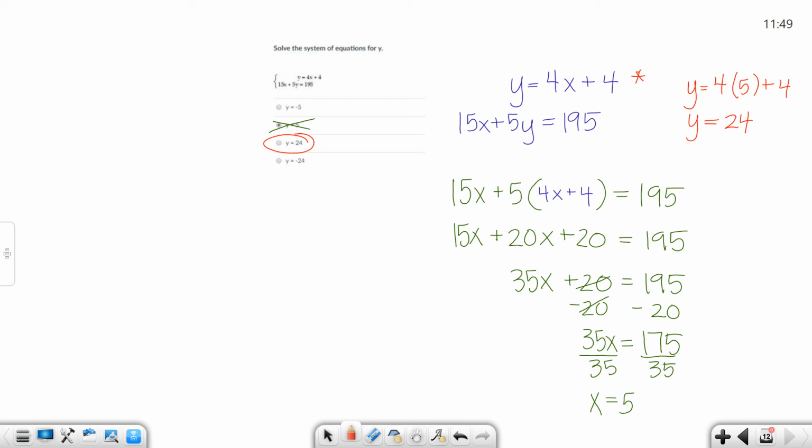Make sure you choose the answer that fits the letter that you are solving for.